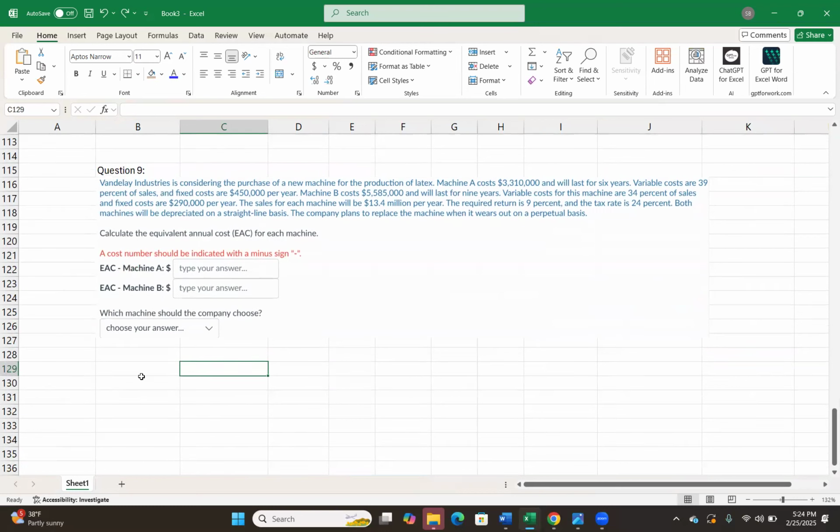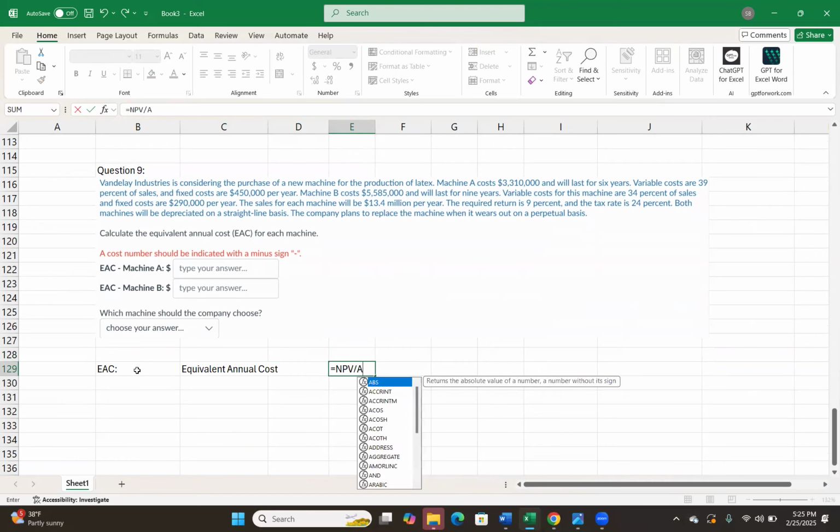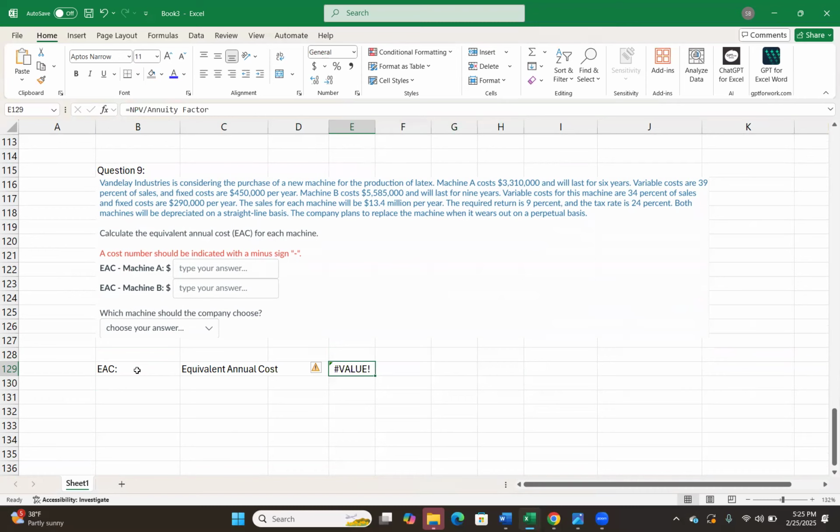Okay. So before we start anything, let's talk about this. Okay, this stands for equivalent annual cost. And the formula is net present value divided by annuity factor. And the annuity factor, oh, I didn't want to do that. Sorry, everyone.